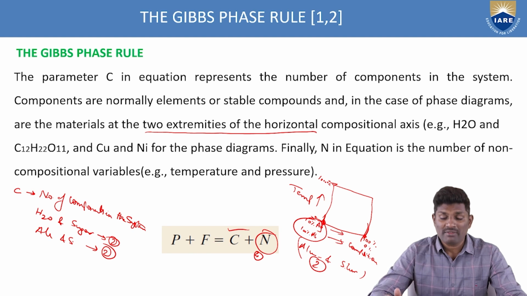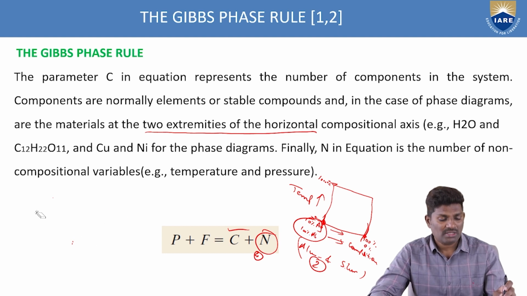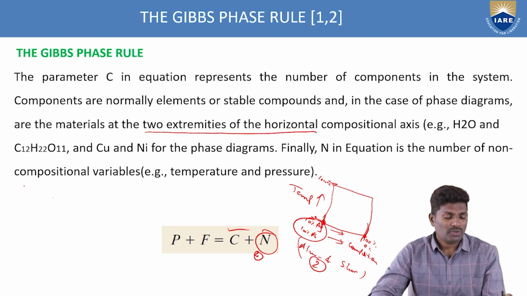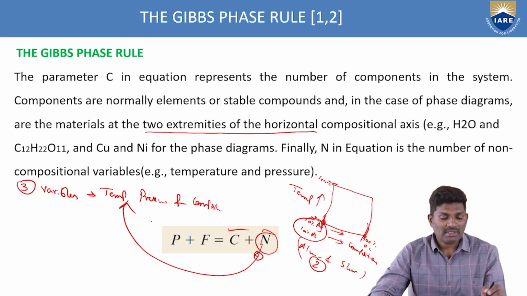Non-compositional variables, what is it? In total, we have 3 variables here. So what are the 3 variables? They are temperature, pressure, and composition. Now coming to N, what is N telling us here?